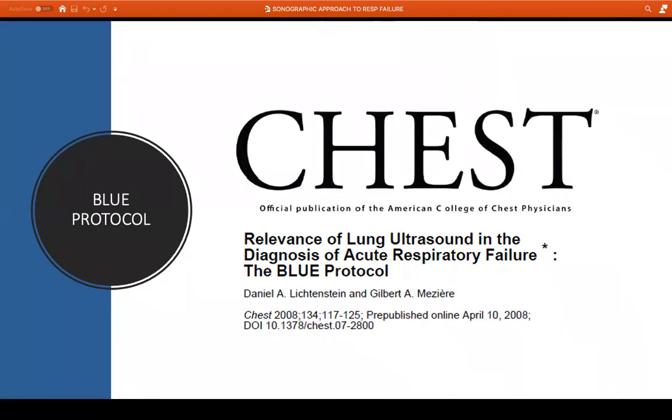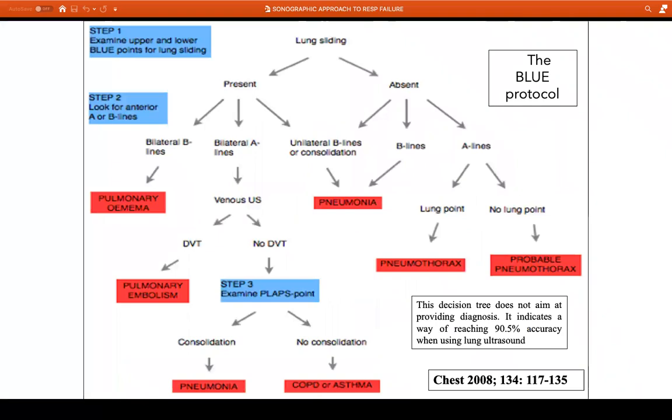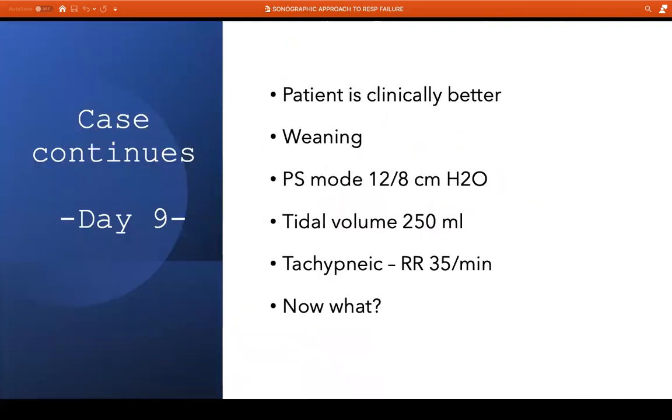One structured way to use this knowledge for the diagnosis of acute respiratory failure has been generated by the father of lung ultrasound, Daniel Lichtenstein, called the BLUE protocol. Here, in a structured way, we look at lung sliding and the presence of A pattern or B pattern. Along with that, we incorporate a scan of the lower limb to rule out DVT. By this, we can diagnose whether the patient has pulmonary edema, pulmonary embolism, pneumonia, pneumothorax, or exacerbation of COPD or asthma as the cause of respiratory failure.